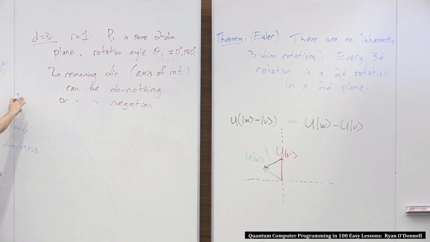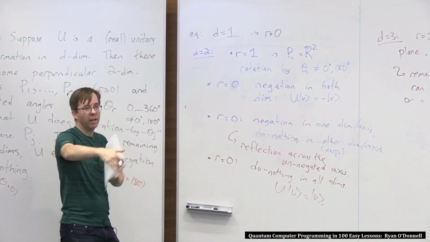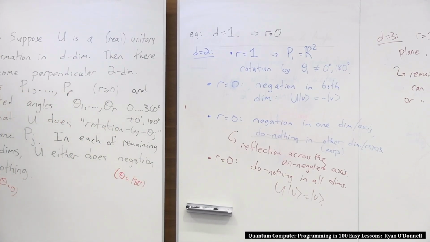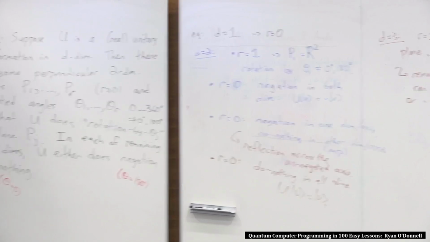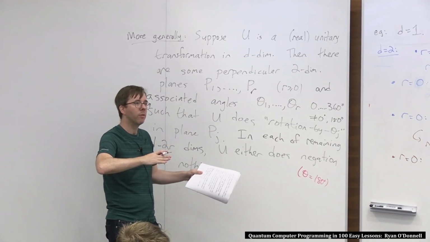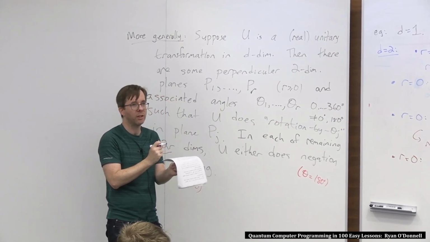So this is the main case. Every unitary transformation in 3 dimensions is a rotation in some plane plus optionally a reflection through that plane. By the way, we can't do a reflection through a plane in real life because we're stuck in 3 dimensions. But if we had a 4th dimension, then we could execute that reflection by a rotation.